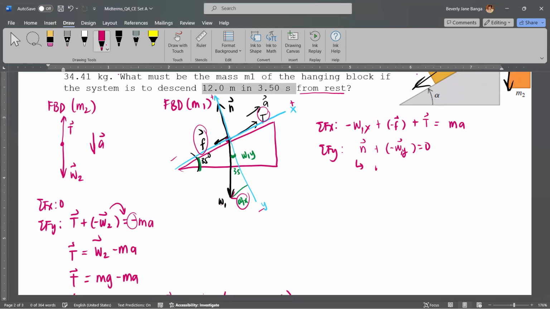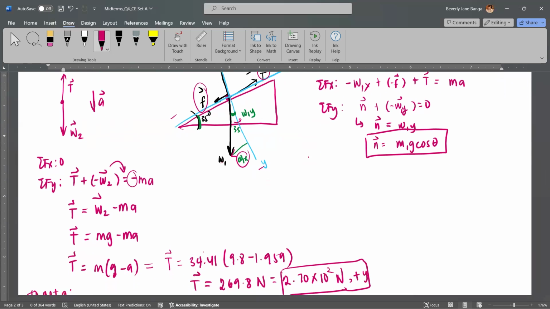So dito, si N natin is simply equal to W1Y. And si W1Y natin ay adjacent, no? You can see it's adjacent to the 35-degree angle. So, this is simply N equal to M1G, adjacent siya, so cosine theta. Okay? And then, punta tayo kay X. So, sa X natin, kung kanina si Y is cosine, it follows that X is sine. So, you have negative M1G sine theta minus friction is simply equal to negative tension.